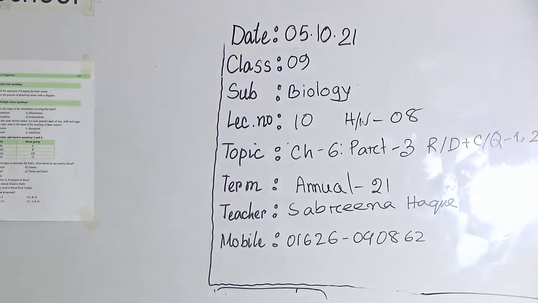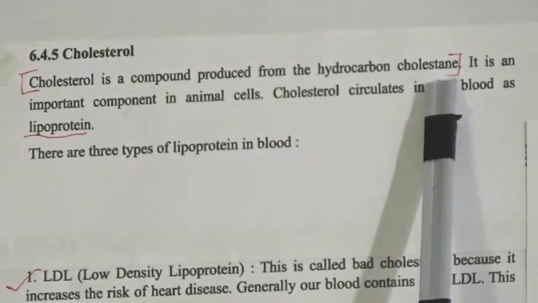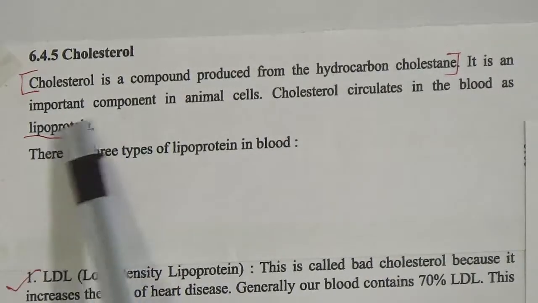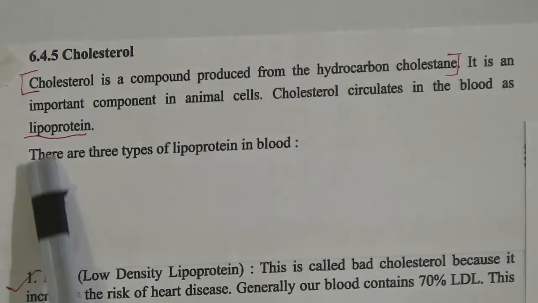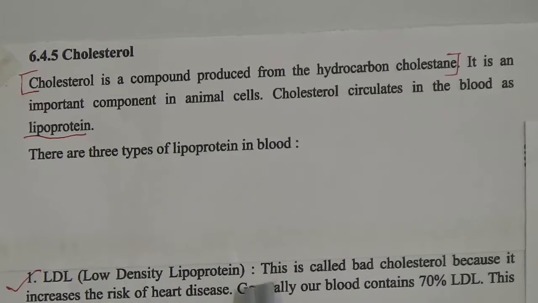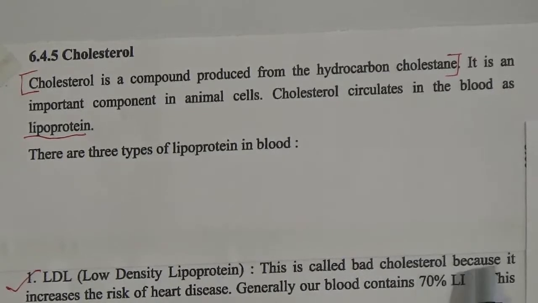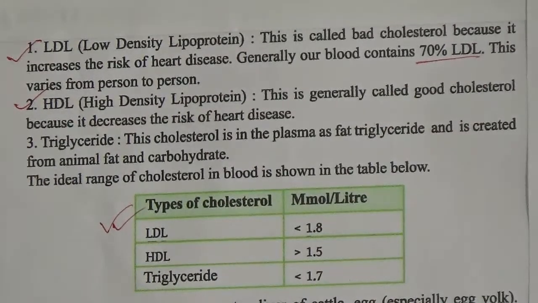Dear students, today we will start from cholesterol. The first line is the definition of cholesterol. Cholesterol is a compound produced from the hydrocarbon cholesterol, and it is an important component in animal cell. Cholesterol circulates in the blood as lipoprotein, and there are three types of lipoprotein in the blood. One is LDL, that is low density lipoprotein. This is called bad cholesterol because it increases the risk of heart disease. Generally, our blood contains 70% of LDL, and this varies from person to person.